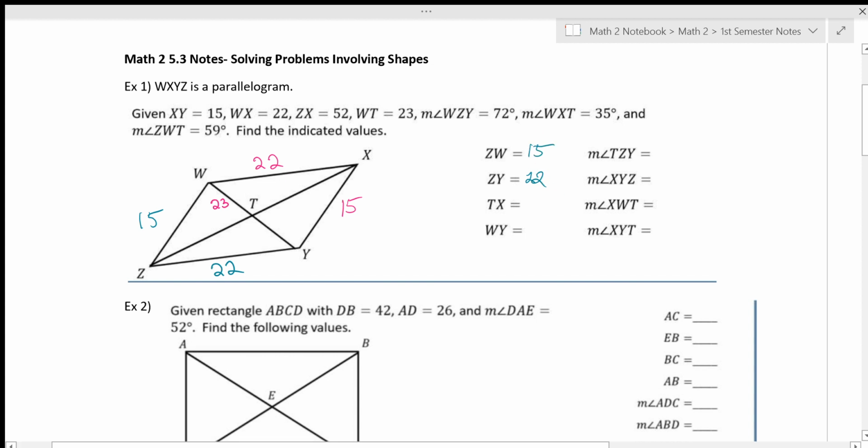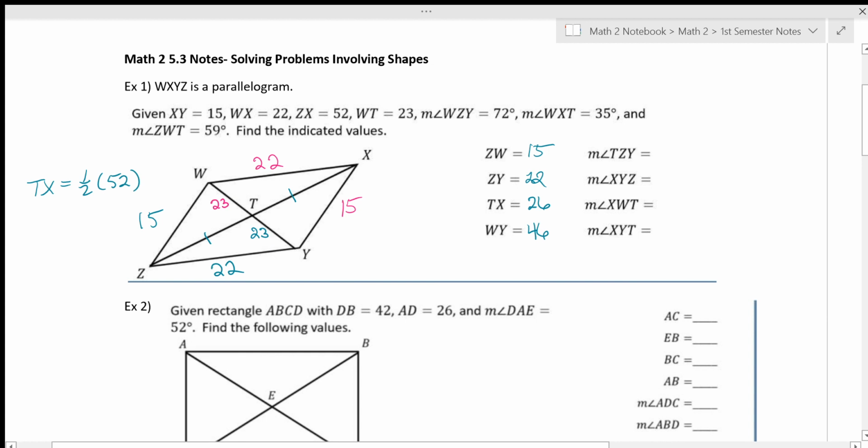And then we also know with a parallelogram that the diagonals bisect each other. So that means that each of the little halves created here are congruent. So WT would be congruent to TY, which means that W to Y altogether would be 46. And Z to X is 52. Well, we know that TX is going to be exactly half of that because the diagonals bisect each other, meaning they cut each other in half, right? That's what bisect means. So TX would be half of 52, so TX would be 26. Okay, so we finished our segment lengths.